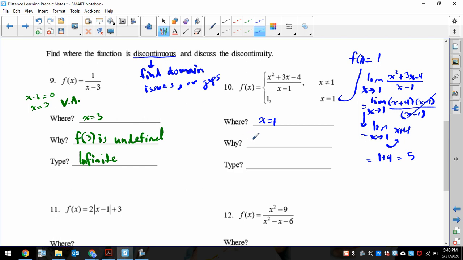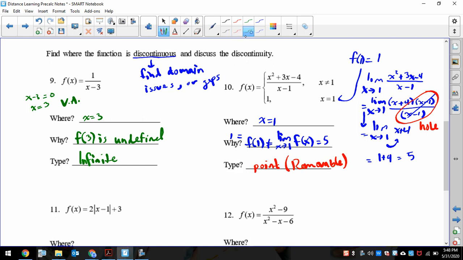So here, we want to say f of 1 does not equal the limit as x goes to 1 of our function, which was 5. This is 5, and we saw that this is 1. So what type is this? Well, we've learned earlier in the year and during this distance learning portion that this implies that there's a hole. So this would be a point or removable point. You could also say removable. So over here you could have also said essential.